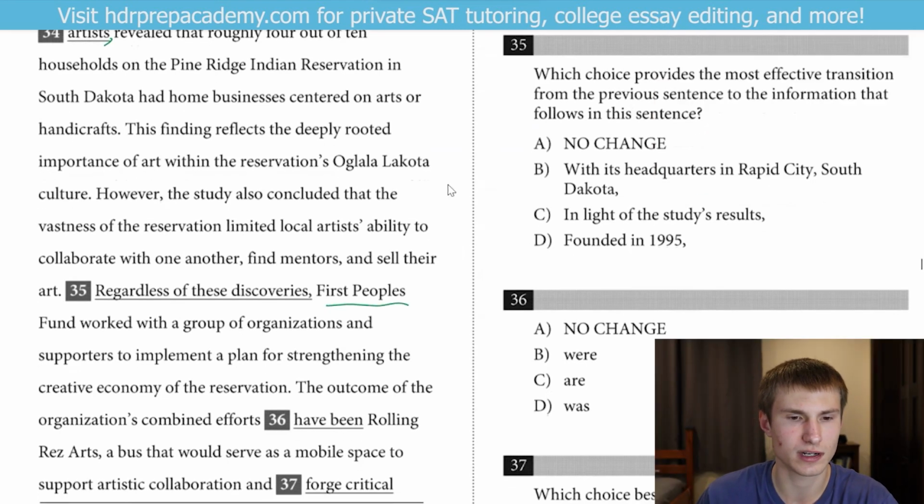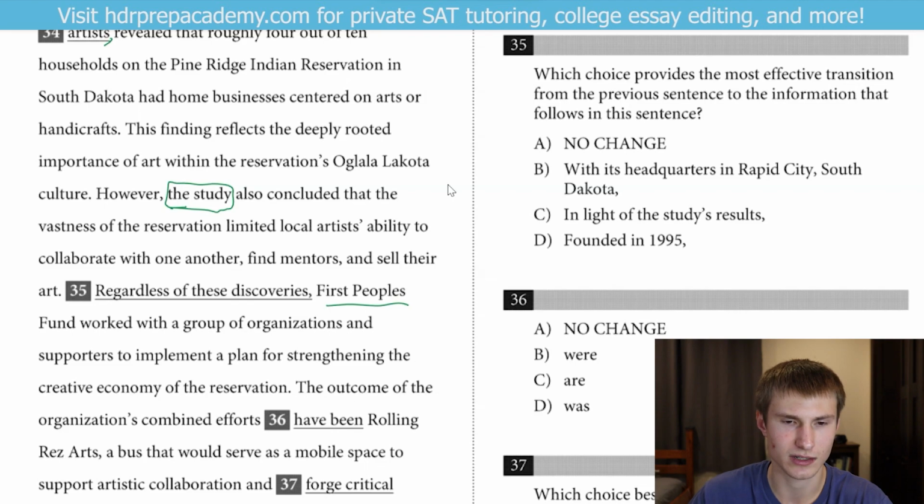First Peoples Fund worked with a group of organizations and supporters to implement a plan for strengthening the creative economy of the reservation. Keep in mind, in our previous sentence, we talked about the results of a study indicating that these indigenous artists struggled to sell their art. So we need an answer choice that connects that study to First Peoples Fund's work to solve this.